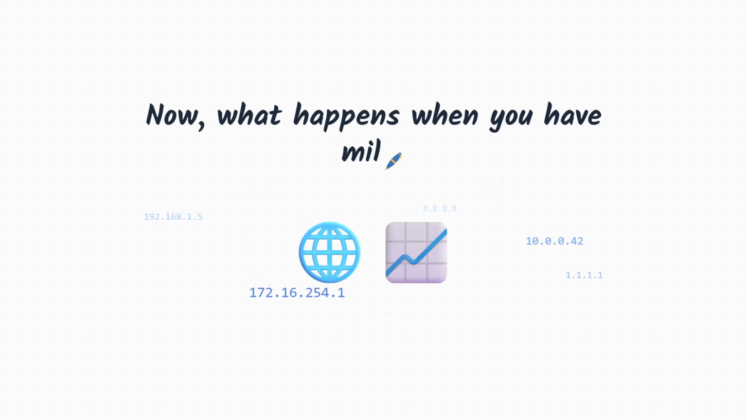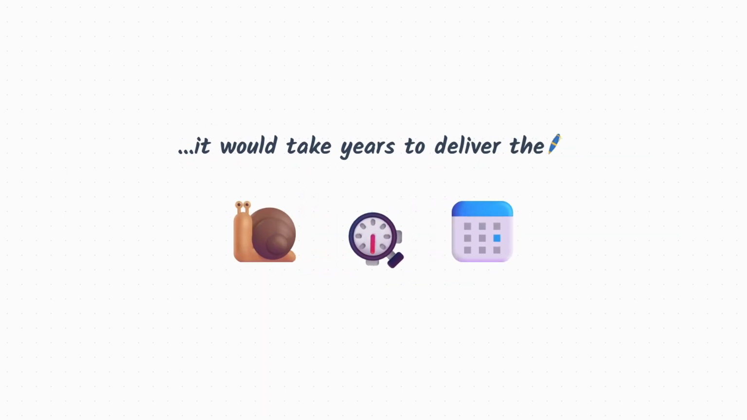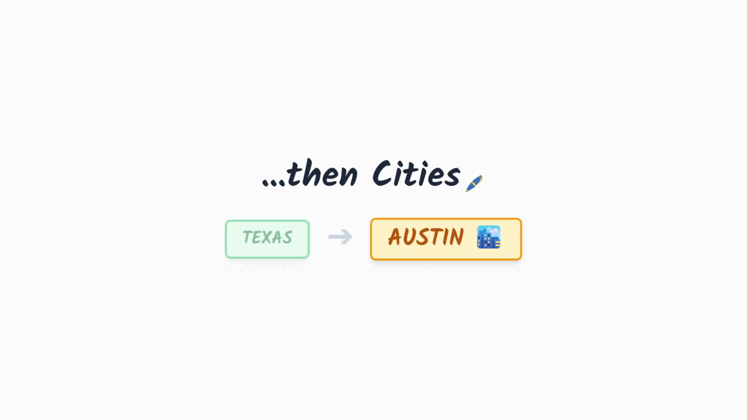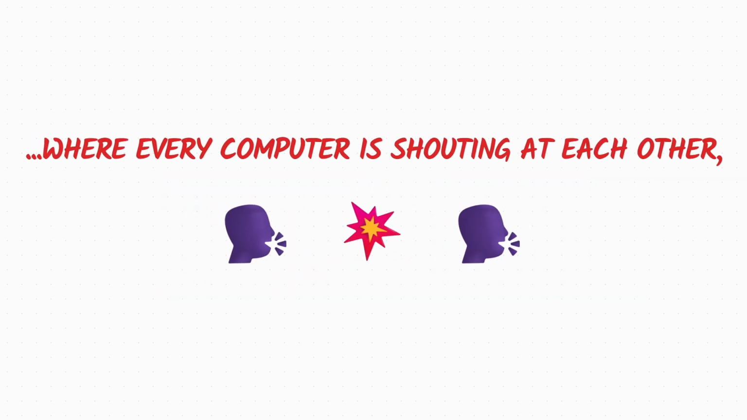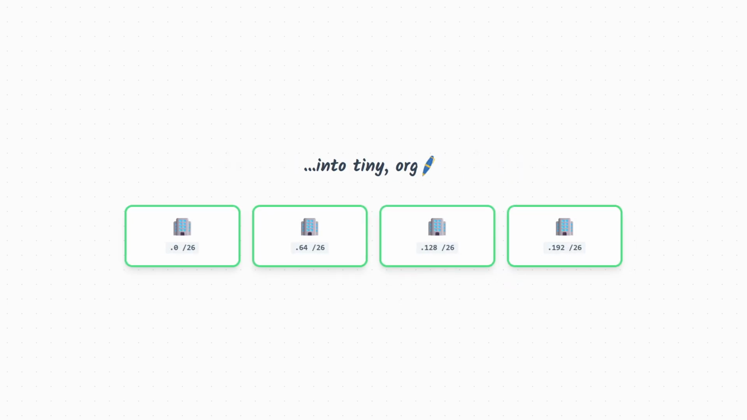Now, what happens when you have millions of IP addresses? If the post office just had a giant pile of 300 million letters, it would take years to deliver them. To fix this, the post office divides the country into states, then cities, then zip codes. In networking, we call this subnetting. Instead of having one massive, chaotic network where every computer is shouting at each other, we use subnet math to slice the network up into tiny, organized, logical zip codes.